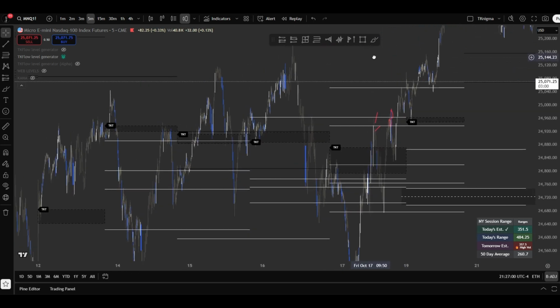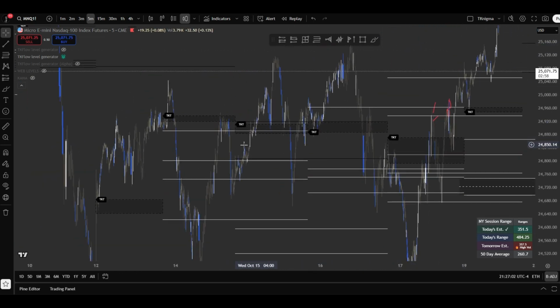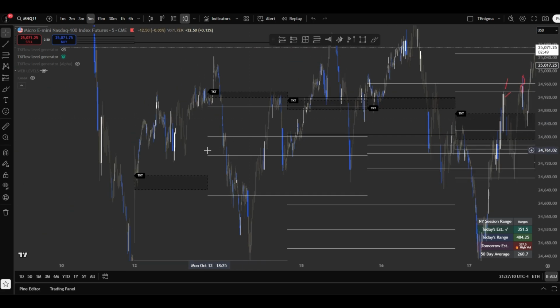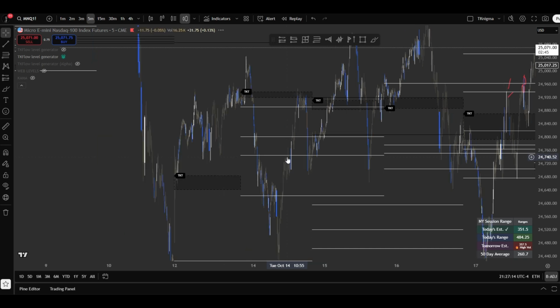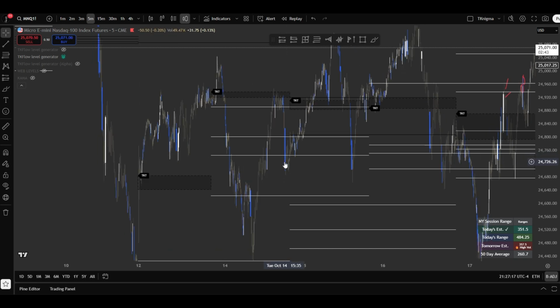Starting off with the levels that you see, they start at Asia Open, so you're going to see them appear on your chart at 6 p.m. Eastern Standard Time, and these levels extend for the specific trading day that you are trading. They will end at 5 p.m. or 6 p.m. the next day, so they stay on your chart for 24 hours.